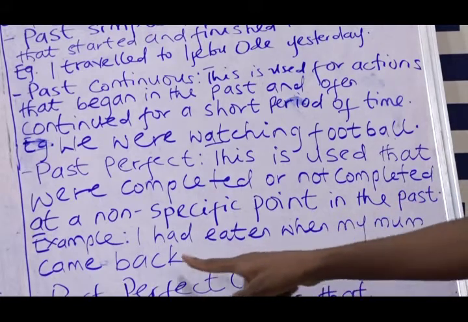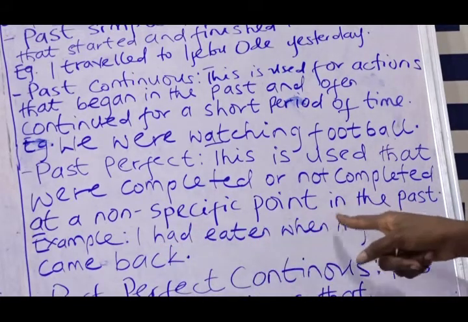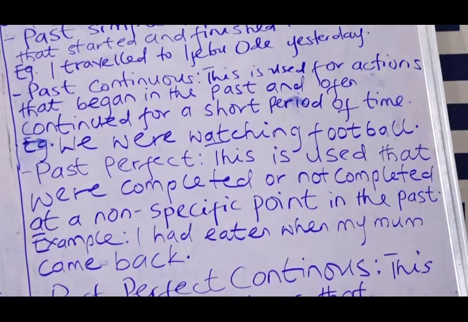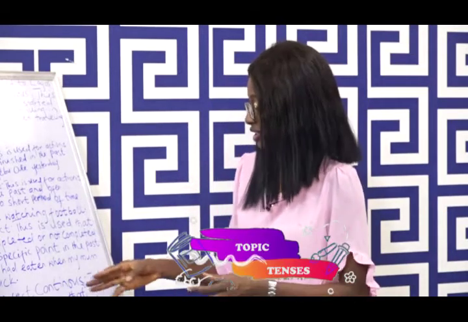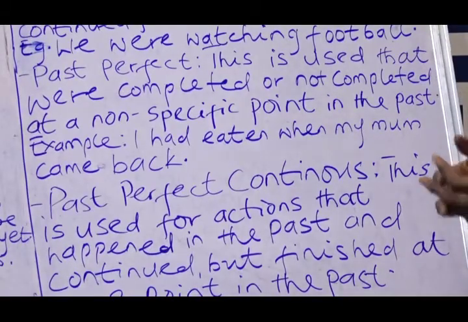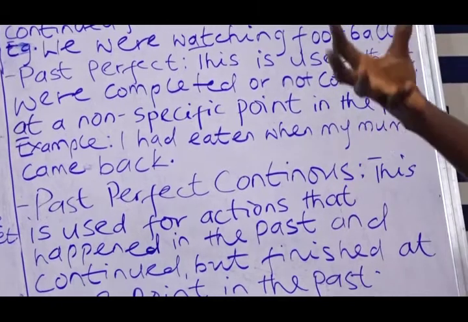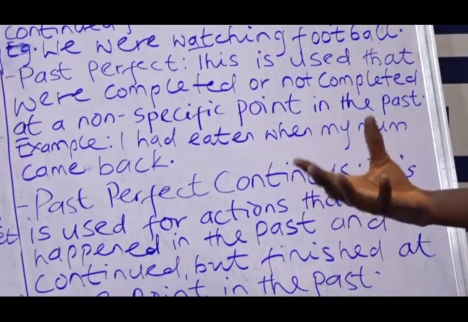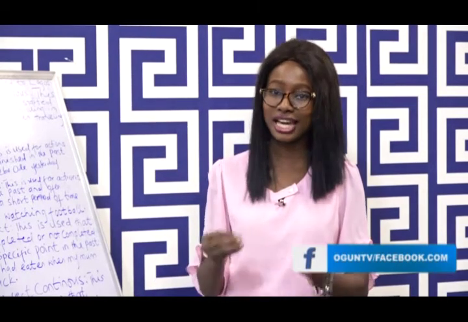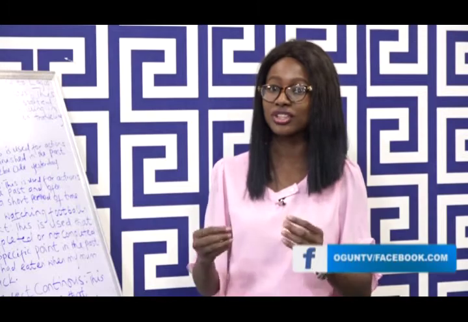Now, for examples, I had eaten when my mom came back. We didn't say the time. We didn't say my mom came back by 8 p.m., but I had eaten by then. You just say, I had eaten when my mom came back. You have given us information, but you did not specify the time. You can also say, I had eaten by the time the mailman brought in the mail. You have not specified the time, but you have given us information.